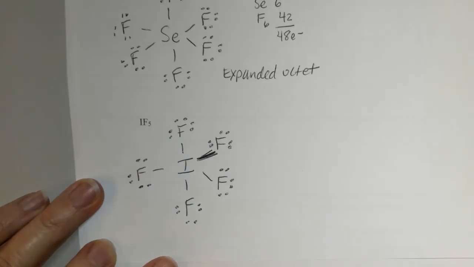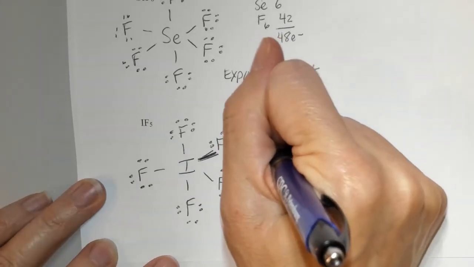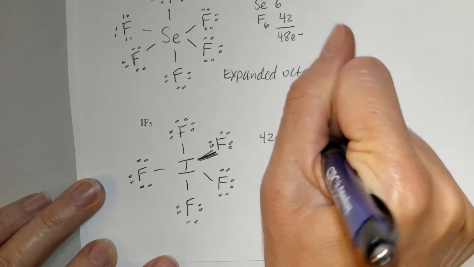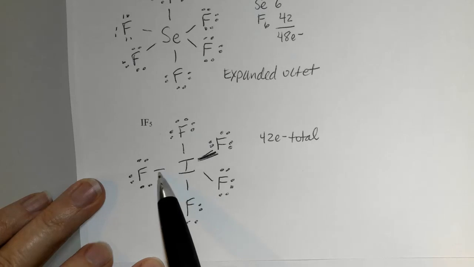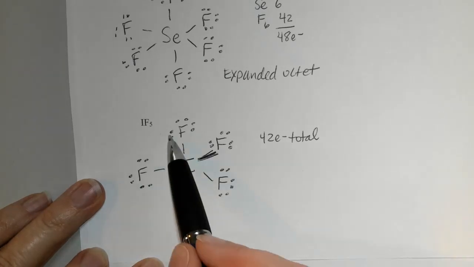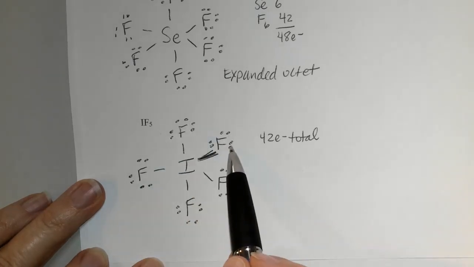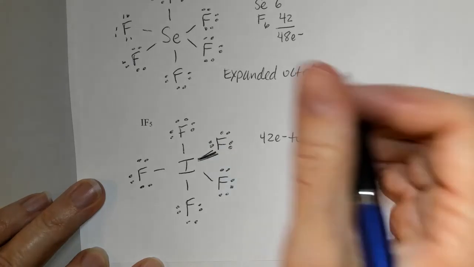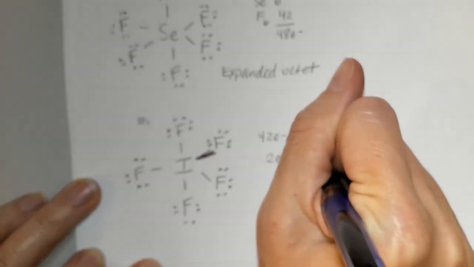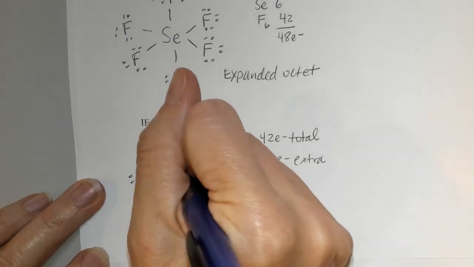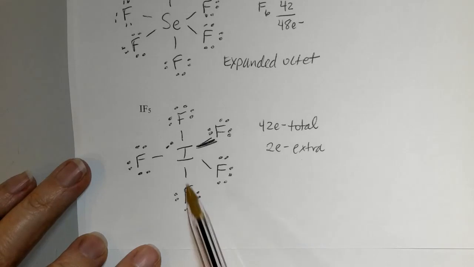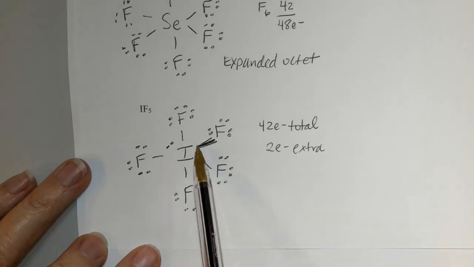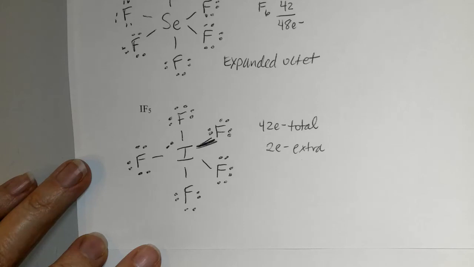All right, and looking at my total number of electrons, each of these comes in with 7. So 6 times 7, again, we've got 42 electrons total. And we've used 2, 4, 6, 8, 10, 12, 14, 16, 18, 20, 22, 24, 26, 28, 30, 32, 34, 36, 38, 40. So we've got 2 electrons extra, and that's going to go somewhere on the center iodine. Formal charge on all the fluorines is 0, and on the iodine, 1, 2, 3, 4, 5, 6, and 7. So all formal charges are 0.